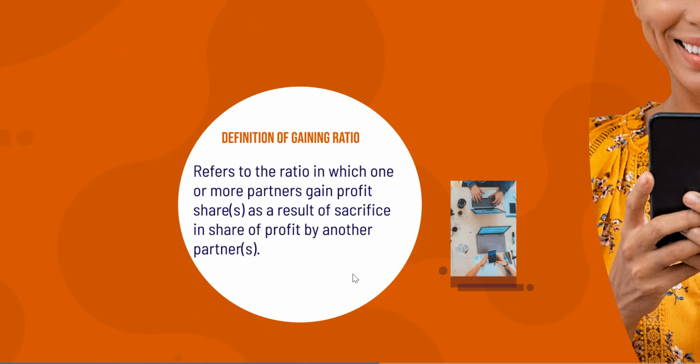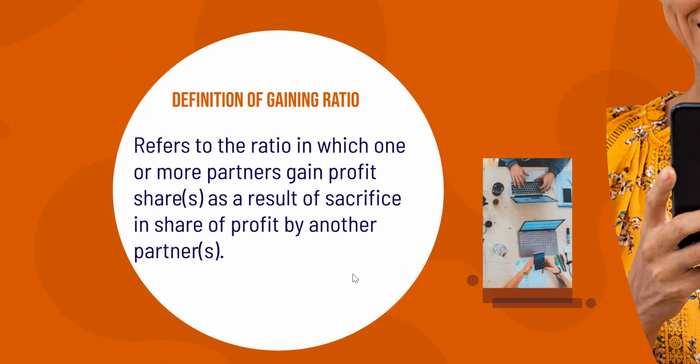The same applies for gaining ratio. Gaining ratio refers to the ratio in which one or more partner or partners gain share in profit as a result of sacrifice in share of profit by another partner or partners. So to get the gaining ratio, put the gain of each partner in the form of a ratio, and then we get the gaining ratio.